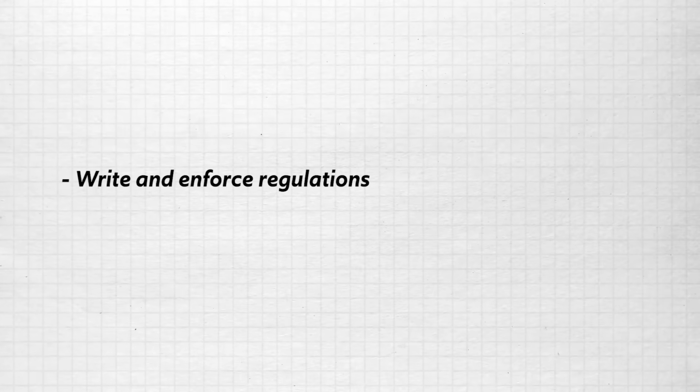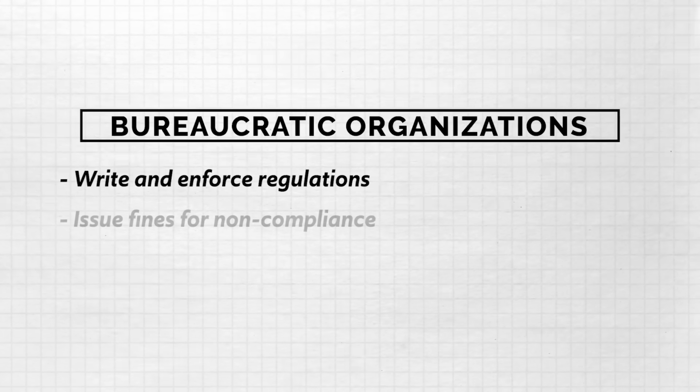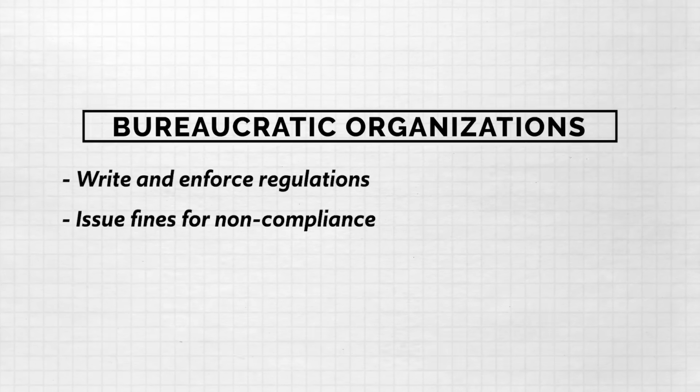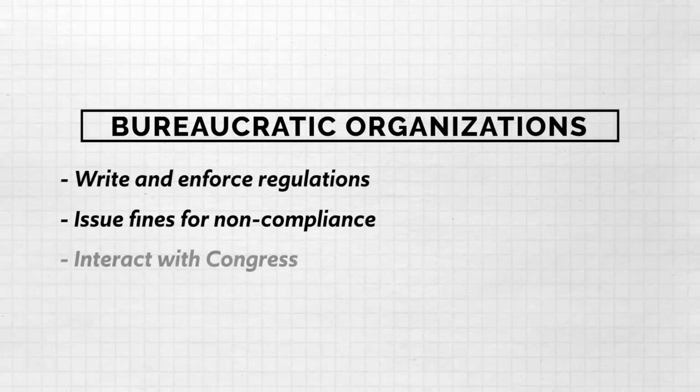Which brings us to the next thing these organizations do, namely issue fines for non-compliance. If you decide that the April 15th deadline for filing your taxes just doesn't appeal to you, then maybe the IRS is going to slap a fine on you quick, fast, and in a hurry. Or another example, if businesses don't abide by the provisions of the Clean Air Act and pollute the environment to their little heart's content, well, the Environmental Protection Agency is about to hit them with a fine. And that's what's known as compliance monitoring. Now, the third thing these bureaucratic organizations do is interact with Congress.